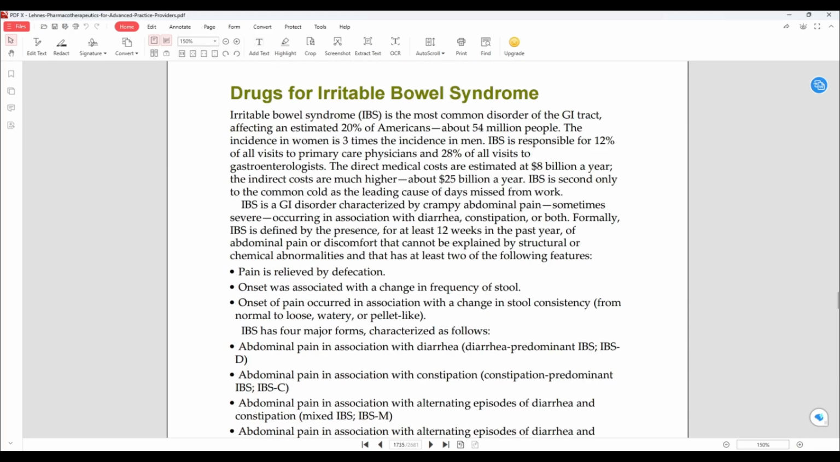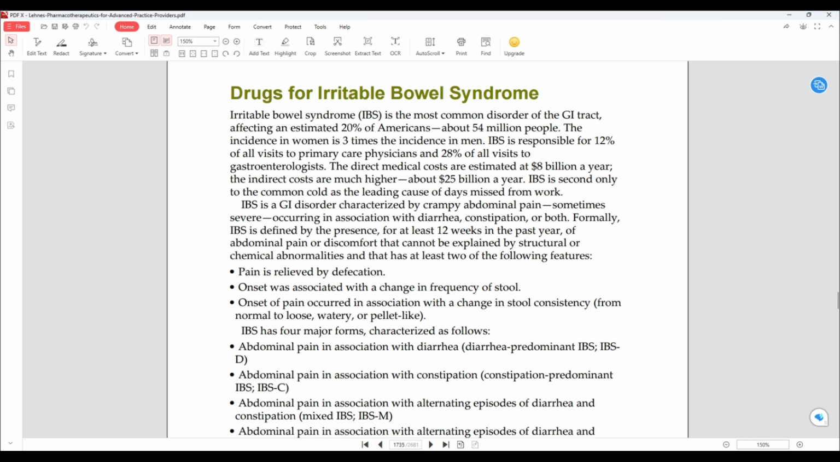So, drugs for irritable bowel syndrome. Irritable bowel syndrome, or IBS, is the most common disorder of the GI tract, affecting an estimated 20% of Americans, about 54 million people. The incidence is 3 times higher in women than in men. IBS is responsible for 12% of all visits to the primary care physician and 28% of all visits to the gastroenterologist. The direct medical cost is estimated at $8 billion a year, and the indirect costs are even higher, about $25 billion.